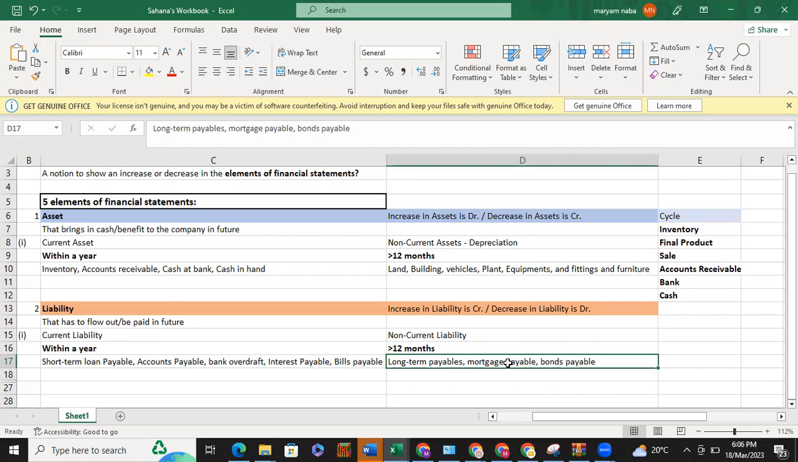So yeah, these are the very basic examples of liabilities that every accounting student should know and have at their fingertips, because these are the things that we are going to show on the balance sheet.